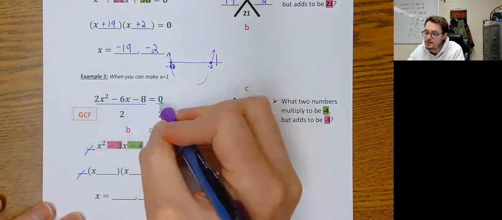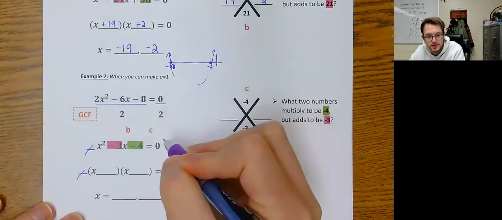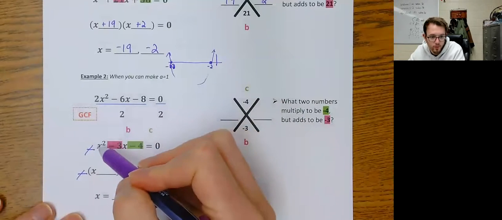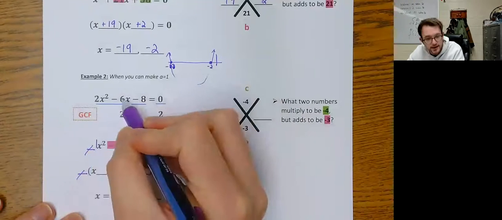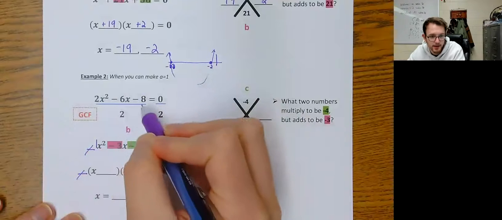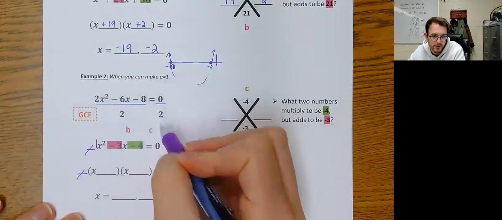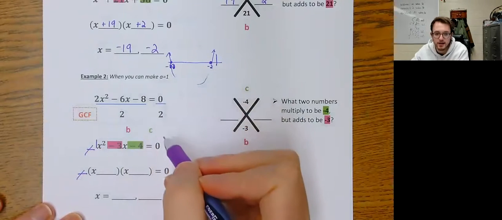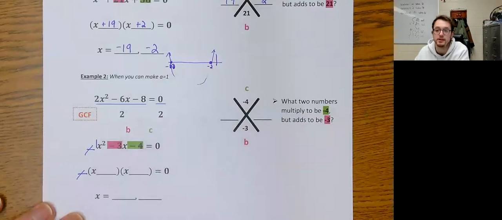Because what's 0 divided by 2? 0. So we can just divide everything by 2. 2 divided by 2, 1x squared. Negative 6 divided by 2, negative 3. Negative 8 divided by 2, negative 4. 0 divided by 2, 0. So when you're solving, it's a little bit easier to get rid of a GCF because you just divide everything. Instead of factoring out the greatest common factor, you just divide everything by the greatest common factor, and 0 divided by the greatest common factor is 0, and everything else gets simplified.